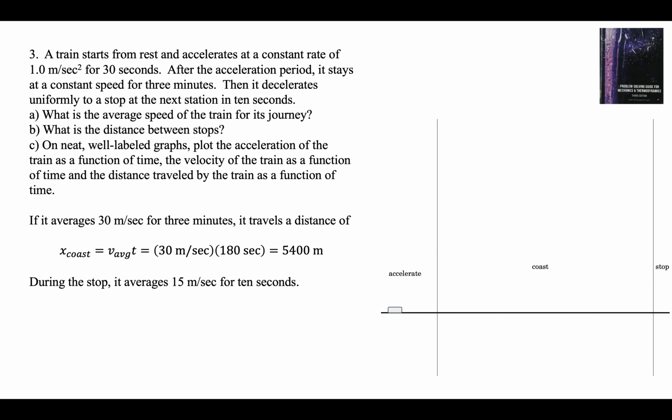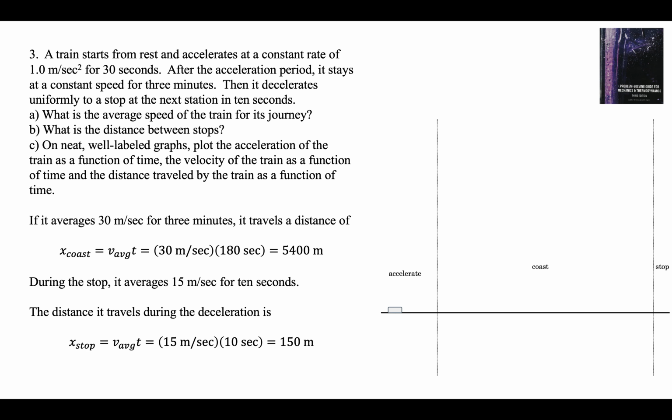During the stop, it goes from 30 to 0. The average of 30 and 0 is 15 meters per second, and it averages 15 meters per second for 10 seconds, so the distance it travels is 150 meters.